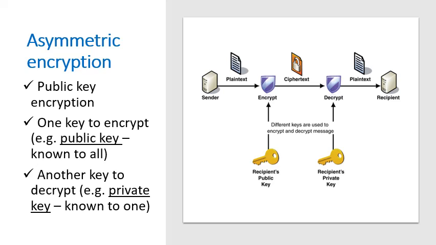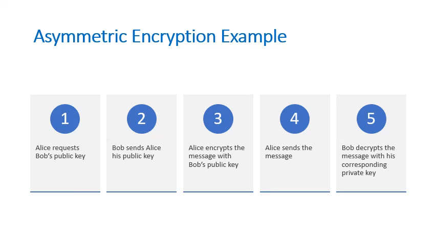The more advanced form of encryption is asymmetric encryption. In contrast to symmetric encryption that only uses a single key to both encrypt and decrypt the data, asymmetric encryption uses two keys, a public key and a private key. This is also why it's sometimes known as public key encryption. One key is used to encrypt the data, often the public key, and the other key is used to decrypt the data, often the private key.